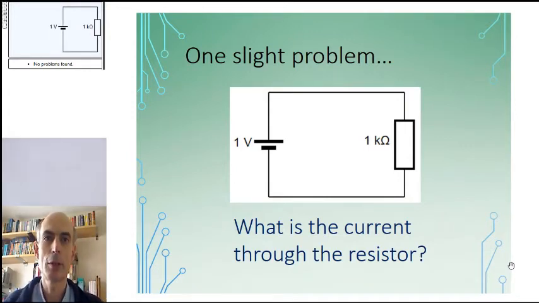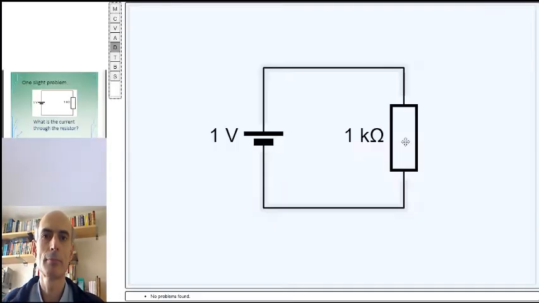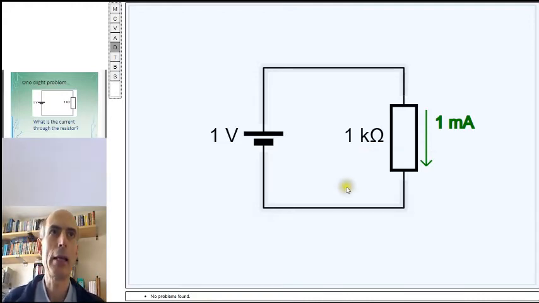Well, we can see what the potential difference across the resistor is. We can see the value of the resistor, so we could apply Ohm's law to that and just work out the current through the resistor. And the simulator would tell us, of course it is. 1 volt across a 1K resistor gives you 1 milliamp.